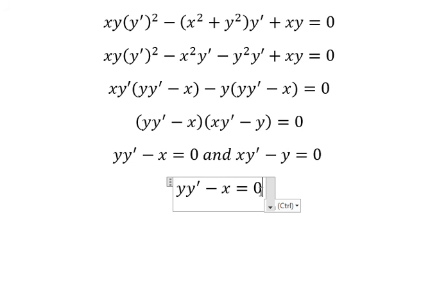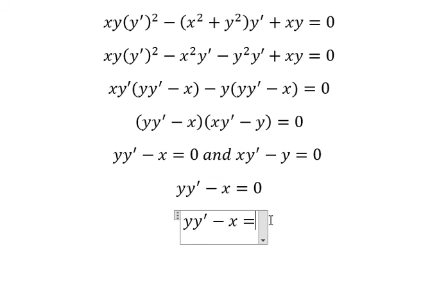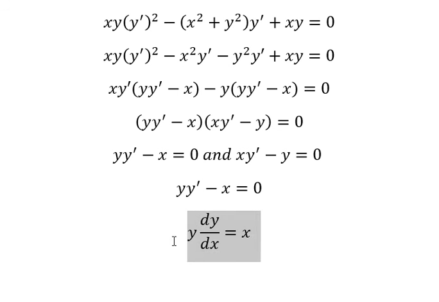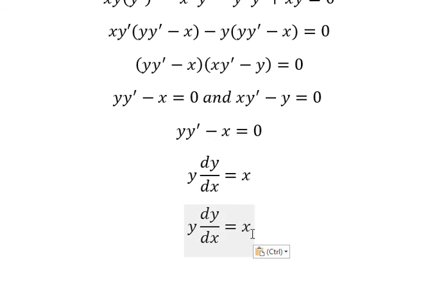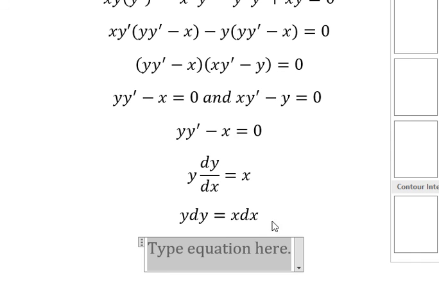So I will put negative x to the right. This one we change to dy over dx. So we put the x to the right. Next, we put the integration for both sides.